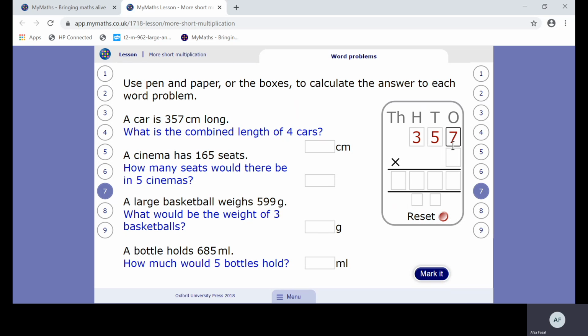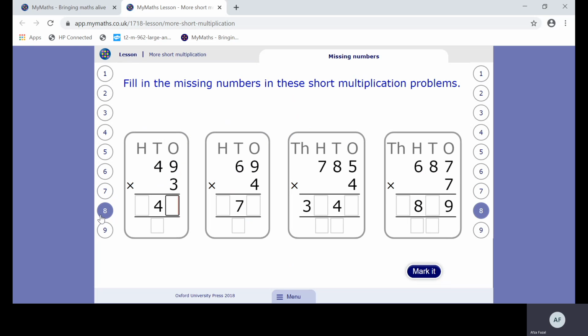357 times 4. Let's do this one together. 4 times 7 is 28. There's my 8. There's a 2. 5 times 4 is 20. Add the 2, 22. And carry the 2 over. 3 times 4 is 12. Add the 2, 14. 1,428. But you've got to look at the place value columns carefully when you do these calculations.